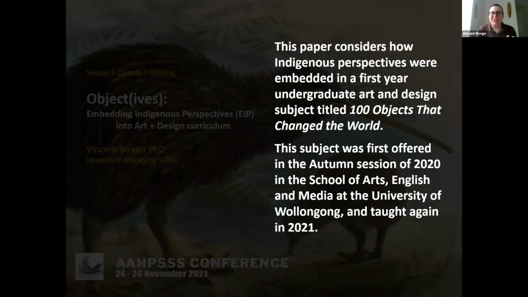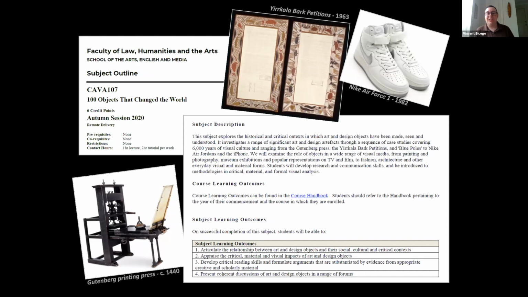So this paper considers how Indigenous perspectives were embedded into a first-year undergraduate art and design subject called 100 Objects That Changed the World. It was first offered in autumn session of 2020 in the School of Arts, English and Media at the University of Wollongong, and we taught it again in early 2021. I was brought in at the 11th hour to basically put this subject together. There was an outline that existed and there were students already enrolling into it, but there was essentially no content. So there was a huge amount of groundwork to do over a very short period of time.